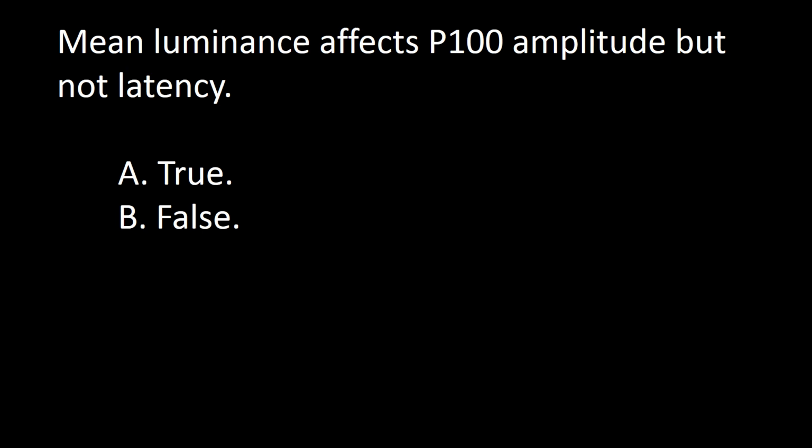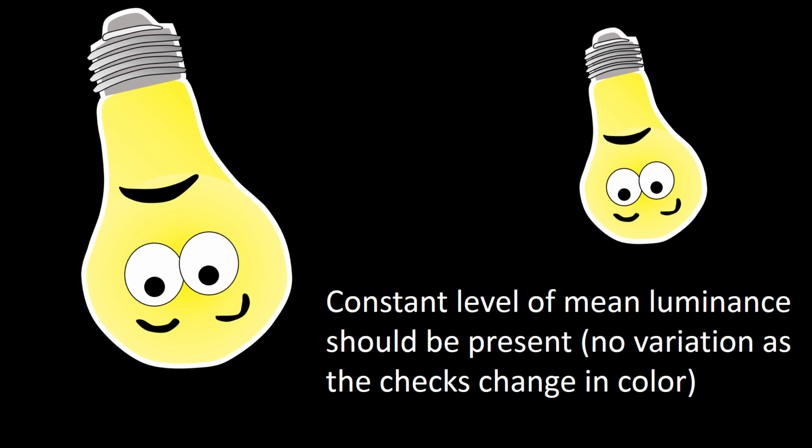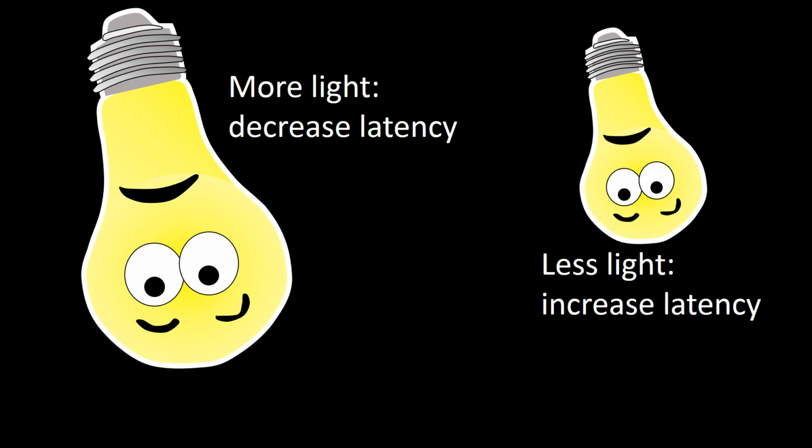Next question. Mean luminance affects P100 amplitude but not latency. A true, B false. Luminance should be kept constant during testing. That is, the total amount of light present in the testing room when the ambient light and the light generated by the checkerboard are added should not change while a subject is being tested, and it should be kept as it was when the controls to determine the normal values for the given lab were obtained. This is because more light decreases latency, less light increases latency.